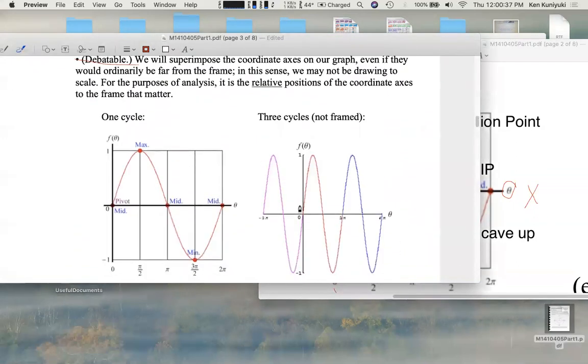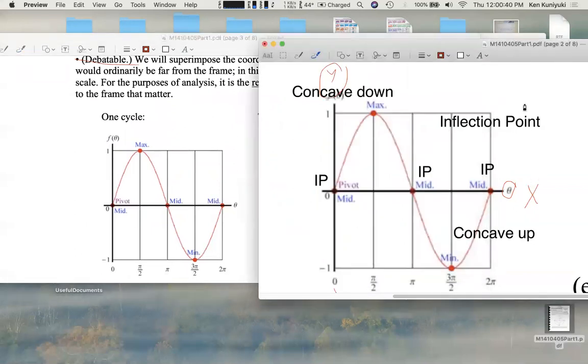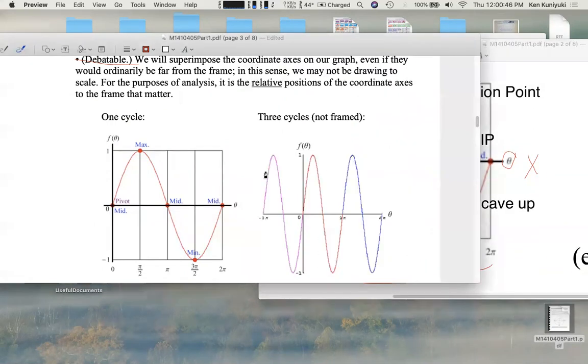All right. So we framed one cycle for y equals sine of theta. Next, we're going to talk about the period being 2 pi, periodicity, the overall graph for y equals sine of theta, and we'll move on from there next time.